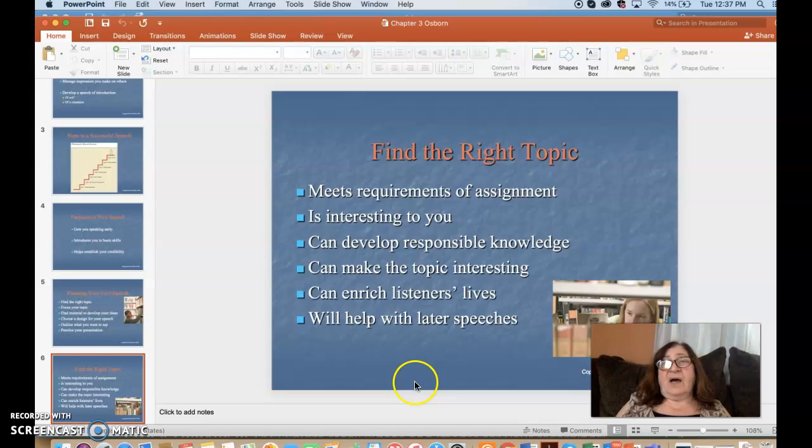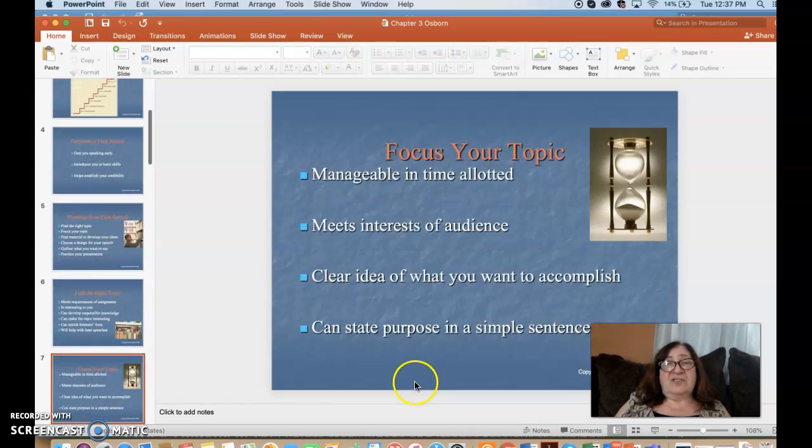So finding the right topic, I will give you a certain level of freedom in choosing your topic, but it needs to meet the requirements of the assignment depending on what your instructor asks you to do. It needs to be interesting to you. You need to be passionate about it. You need to be able to find relevant, reliable information easily enough without going overboard. It should be an interesting topic for everyone, affect other people, enrich your listeners' lives, and it will help you with other speeches that we will make during this course.